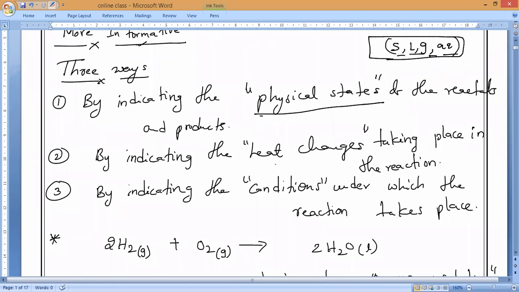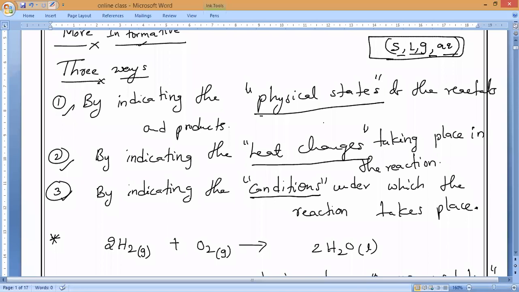Next one, by indicating the heat changes, we can mention either it is an exothermic or endothermic reaction. Next, the third one, by indicating conditions, meaning the required temperature and pressure. By indicating that, we can make the equation more informative. So these are the three methods by which we can make the equation more informative.